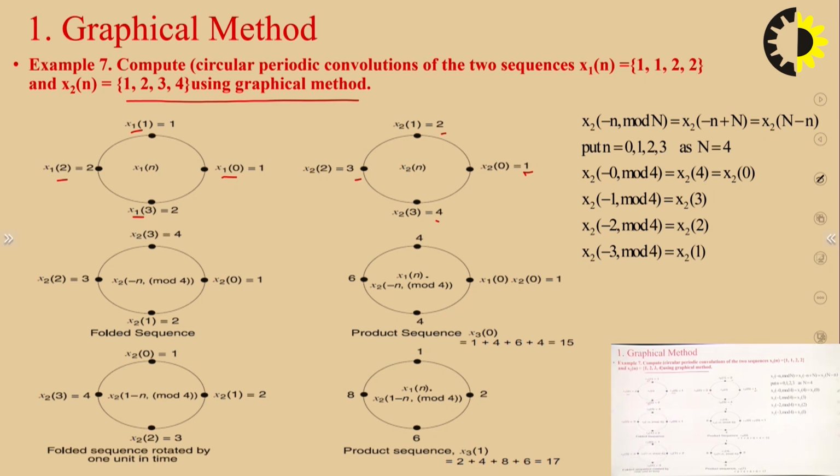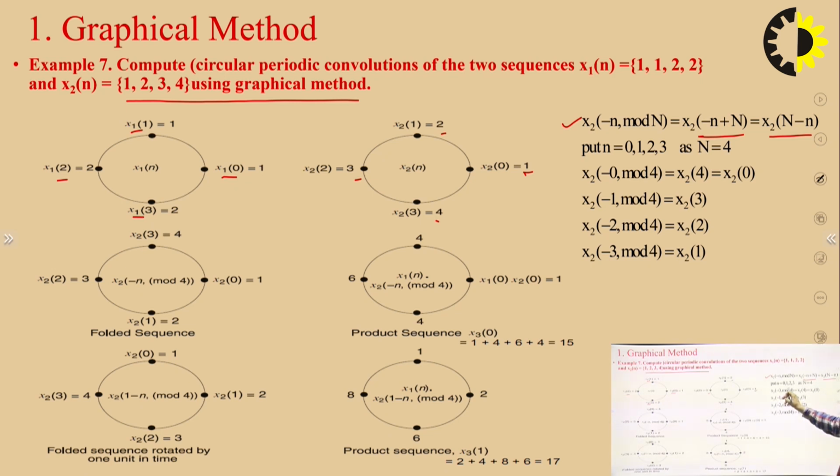So for folding, we first have to find x2[-n], let's say x2[(-n) mod 4], because there are 4 elements in it. And how is the mod function defined? x2[(-n) mod N] can be written as x2[-n + N], and that can also be written as x2[N - n]. Now we will put in the value of N, because capital N is 4, and the value of small n from 0 to 3. So 0, 1, 2, 3.